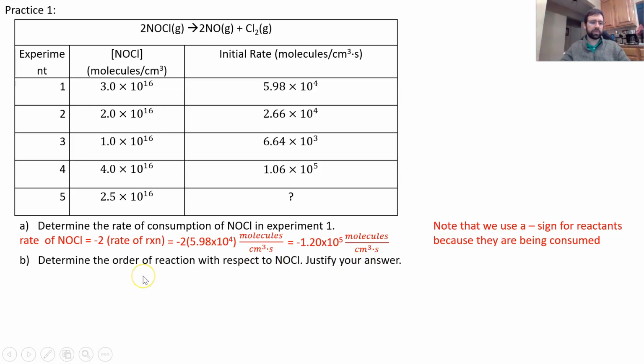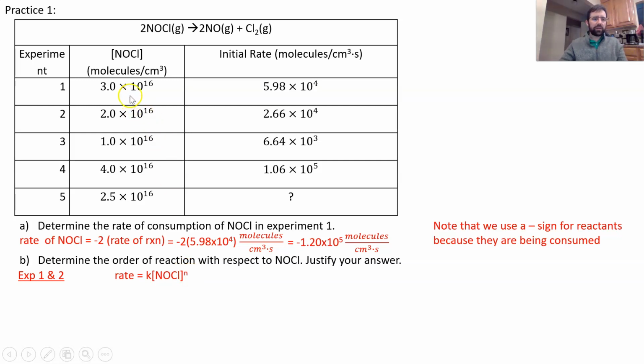Second, we want to determine the order of the reaction with respect to NOCl and justify our answer. So if we compare experiments 1 and 2, and we use our rate law expression, rate equals k times the concentration of NOCl to some power n, and I know that that's my rate law because I only have one reactant. I just need to determine the order of the reaction.